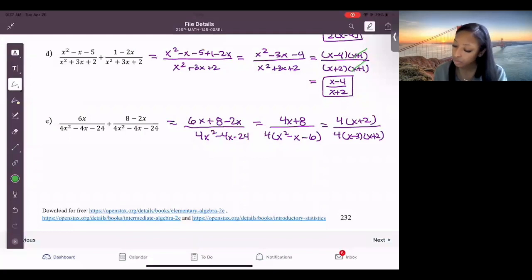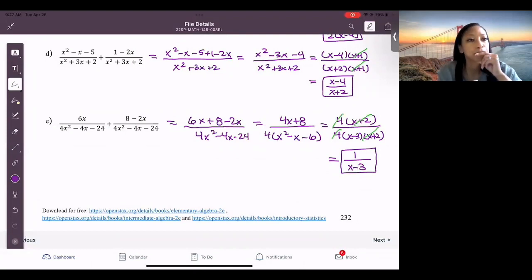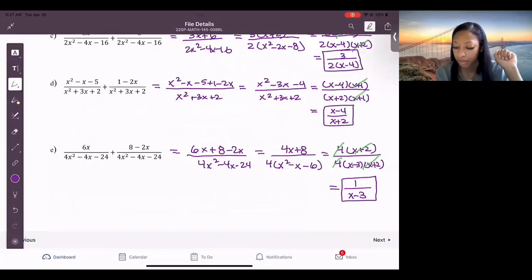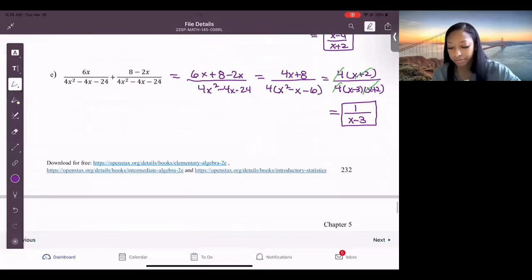Then lots of things cancel. The 4's cancel, the x plus 2's cancel. And finally, we'd be left with 1 over x minus 3. All right. So these are all addition problems. The very last operation we're going to look at is subtraction. And you do have to be very, very careful with subtraction because we're going to take the first numerator and subtract every single term in the second numerator.